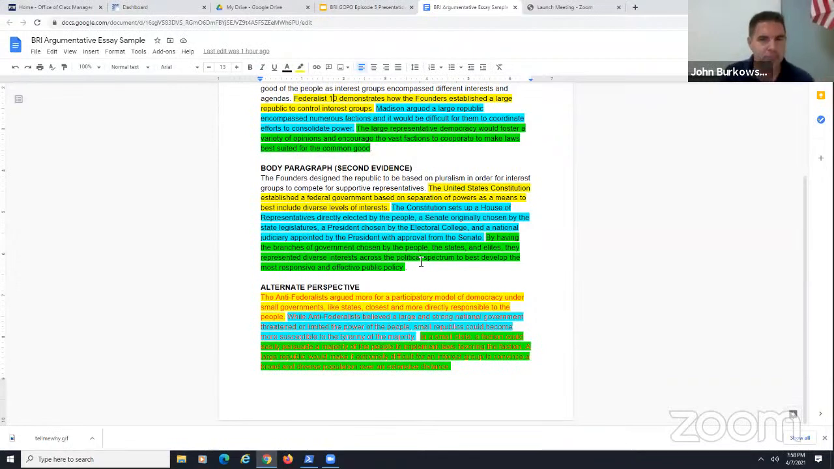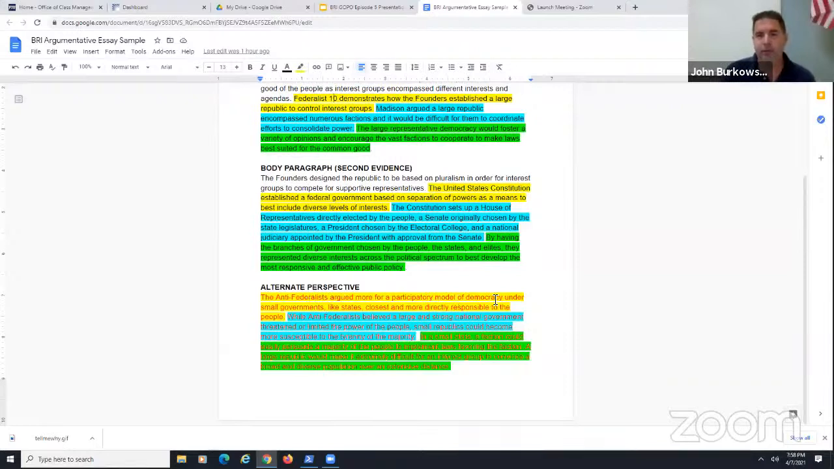Yeah. And then the alternative perspective. The anti-federalists. You'll notice that I don't use Brutus 1, but I don't need to. I could have thrown it in there. You could throw it in there if you want. The anti-federalists argue more for a participatory model of democracy. See how I'm going with another one of the three, all right? So that's an alternative perspective. Maybe the framers intended for a participatory model. Perhaps. Let's get into that.